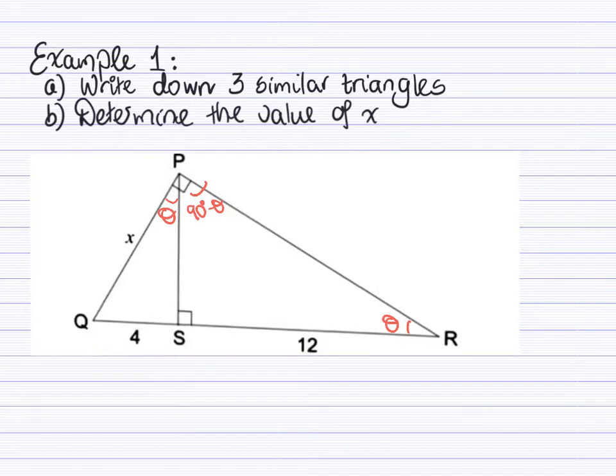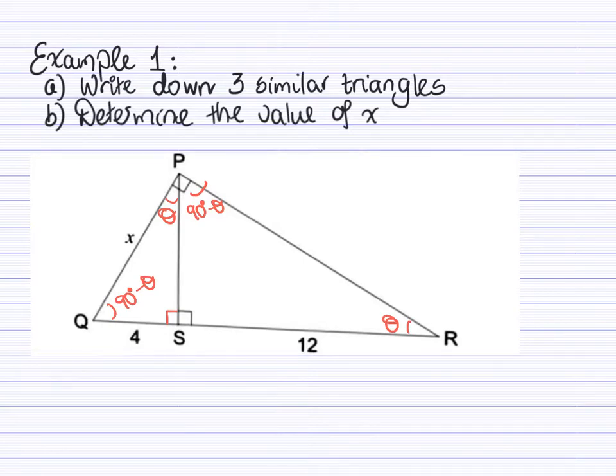Angles on a straight line. You have QSR as your straight line. That means the angle at S here would be 90 degrees as well. Angle Q would be equal to 90 degrees minus theta, and that again is because of the sum of angles in a triangle adding up to 180.